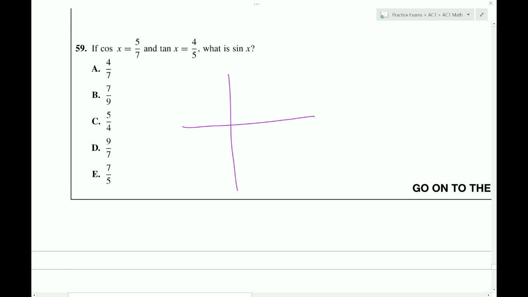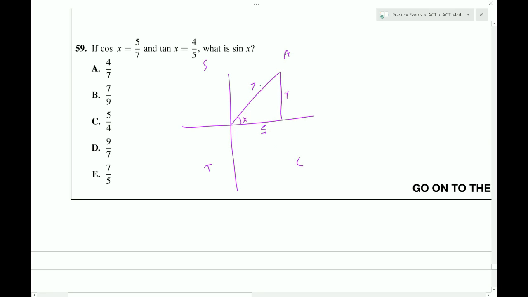Alright, so here we have what looks to be a first quadrant angle, x, because both cosine and tangent are positive. This is the all section. So certainly our sine is going to be positive, and let's see what it's going to equal. The cosine of x is adjacent over hypotenuse, so that's going to be 5 for adjacent, and hypotenuse is going to be 7. The tangent is opposite over adjacent, so the opposite is 4, and the adjacent is 5. So here's our numbers, 5, 4, and 7.